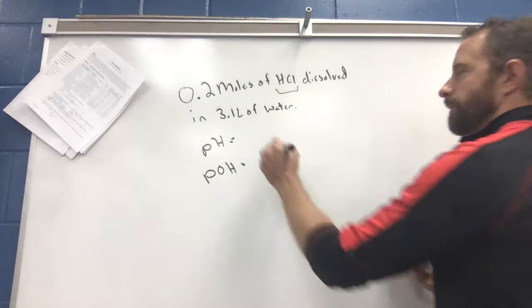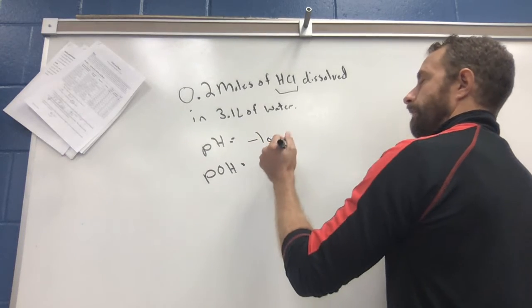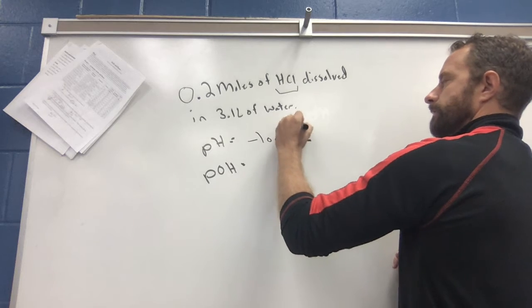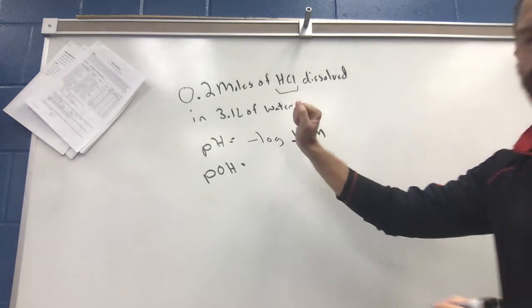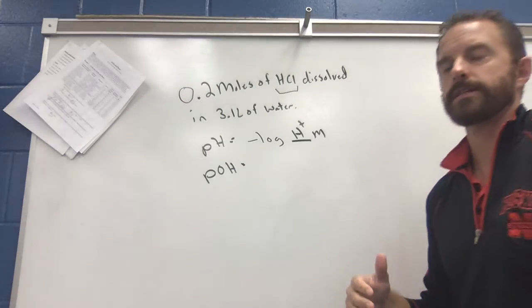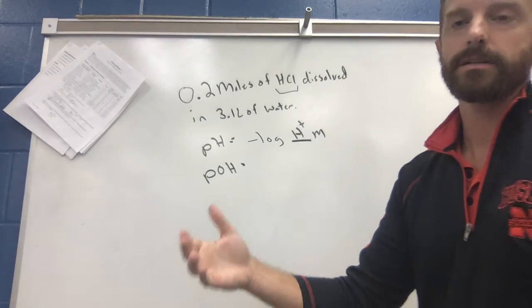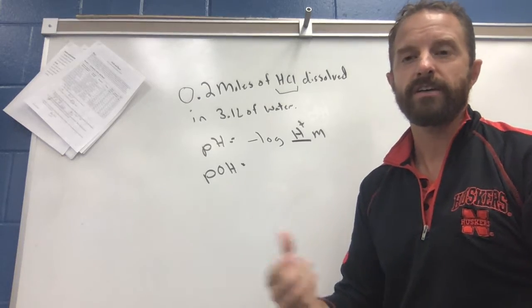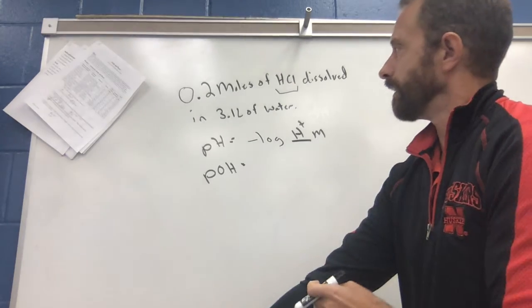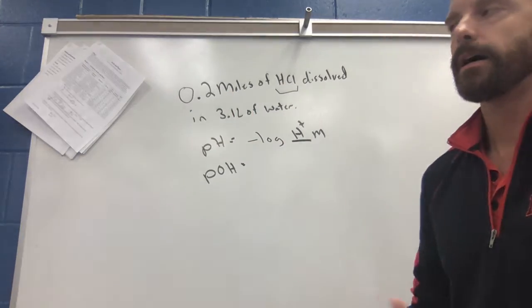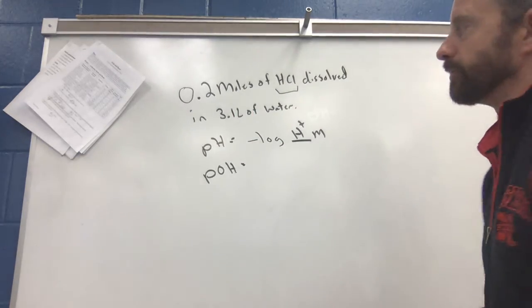But it's negative log of the concentration, right? So of the H plus molarity. Well, I don't have molarity. I have moles and I have liters, right? Well, molarity is moles per liter. So just like if I have 10 miles in 1 hour, it's 10 miles per hour. 10 miles in 2 hours is 5 miles per hour. If I want moles per liter, I just take the moles and divide it by the liters, right? Let those units kind of guide what we do regularly.